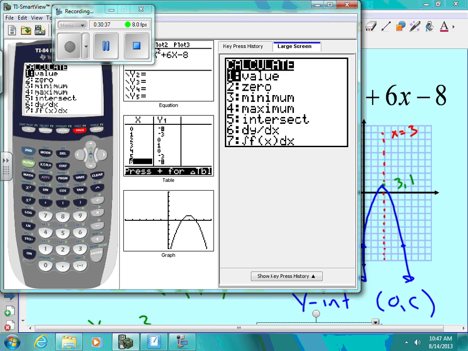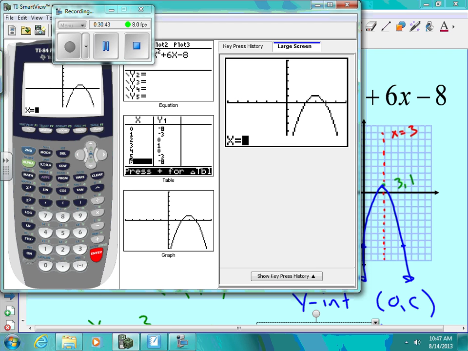There's a bunch of things up here, and then we're going to do a lot of those functions and show you how to use them eventually. But right now, if we want to find the value, we know that the x coordinate of the vertex is 3, so you put 3 in, and it tells you y is 1. That's pretty cool.